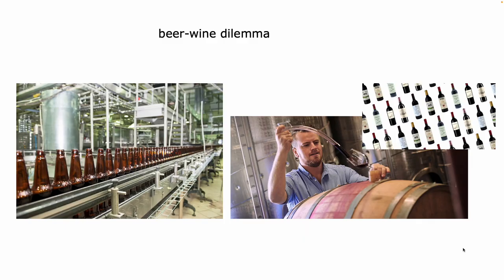LayNii is trying to solve a specific problem, which I call the beer-wine dilemma, which maybe refers to Gopi's comment earlier. Conventional fMRI has been standardized and optimized over decades. So it gives you data that can be pushed through standardized pipelines, like those of multinational beer corporations. It just works, right? For layer fMRI, that's not always given.